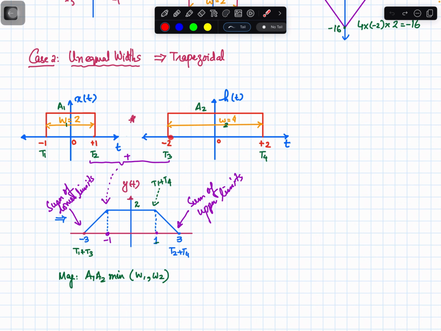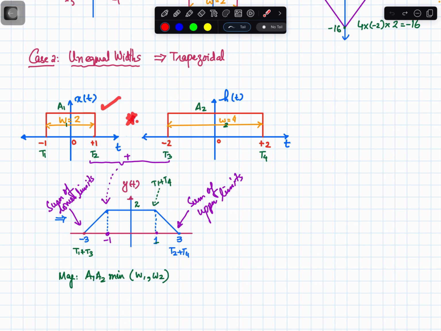And the second rectangular function is starting at minus 2 and ending at plus 2. So, the width in this case is equal to 4. Let's call it width 2. And in this case, the width is equal to 2, which is obtained by subtracting minus 1 from 1, that is, subtracting the lower limit from the upper limit. From the upper limit, subtract the lower limit. Okay, so in this case, you will always get a trapezoidal function as a result of convolution.